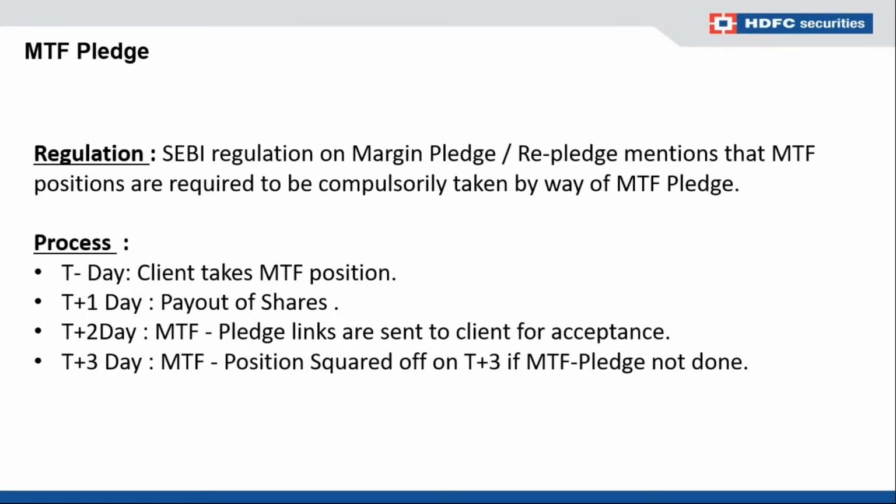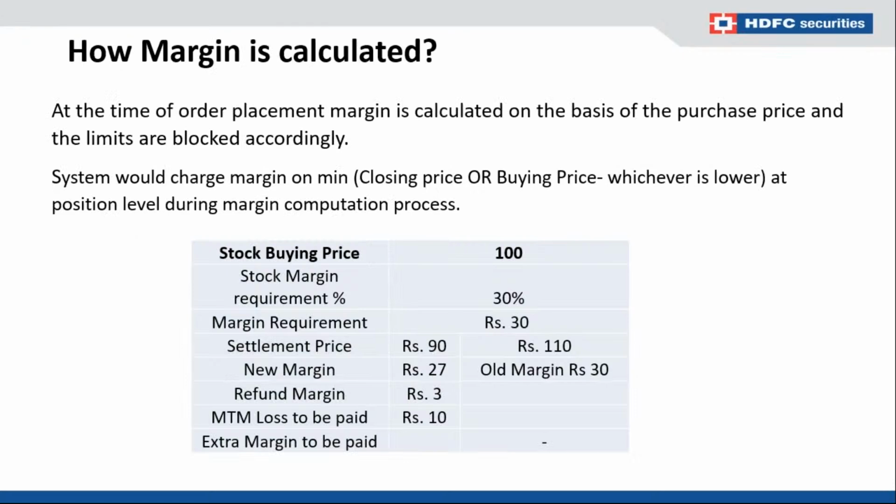Right? So going forward, how the margin is calculated. At the time of order placement, the margin is calculated on the basis of purchase price, and the limit is blocked accordingly. The system would charge the margin on the closing price or the buying price, whichever is lower, at the position level during the margin computation process.